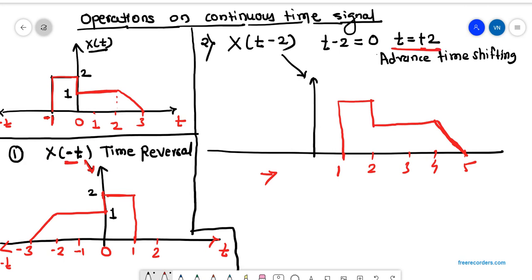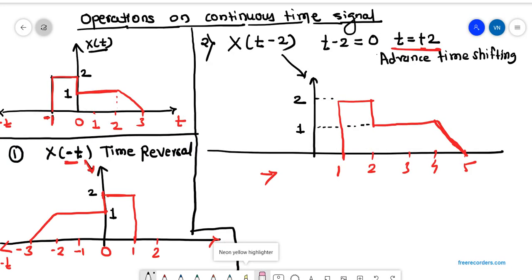The amplitude at this position is 1 and at this position is 2. So this is called x of t minus 2. We don't change the amplitude, we just shift the signal by the +2 value, as per x of t minus 2. I hope now you understand.